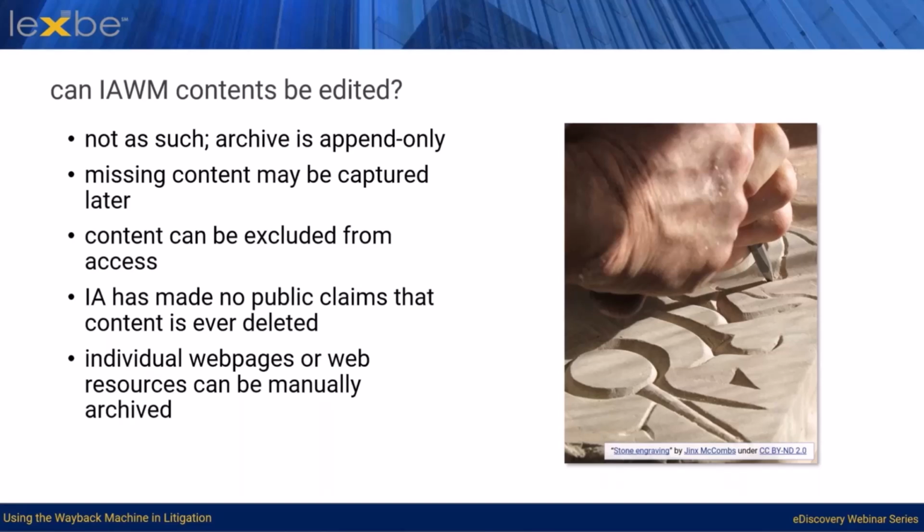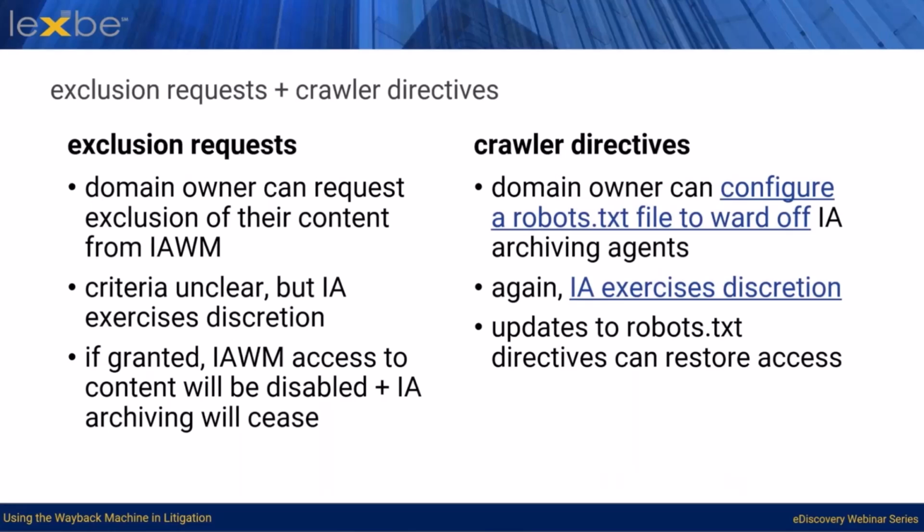However, the Internet Archive has made no public claims that archived web content is ever deleted, even if it is excluded from access. The Wayback Machine also has a facility that allows anyone to manually archive an individual web page or web resource. The two mechanisms by which access to particular historical web content in the Wayback Machine may be restricted are exclusion requests and crawler directives.